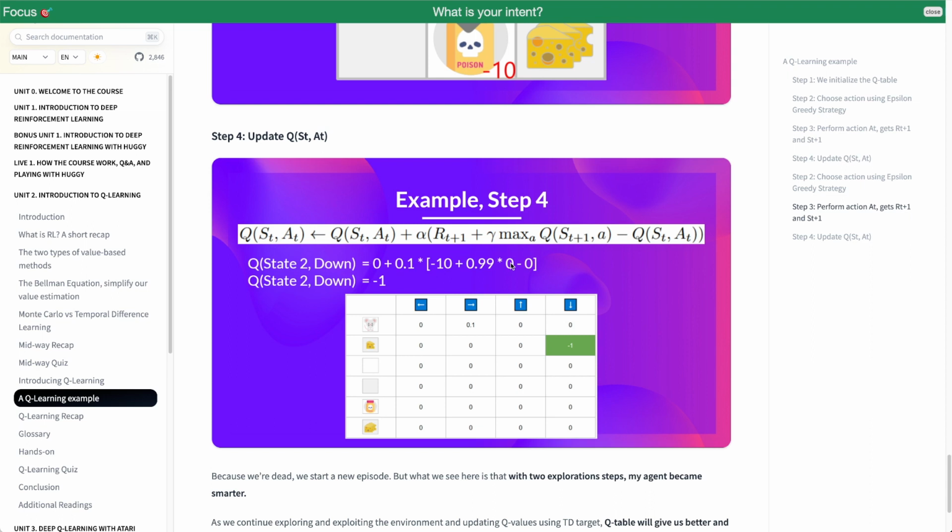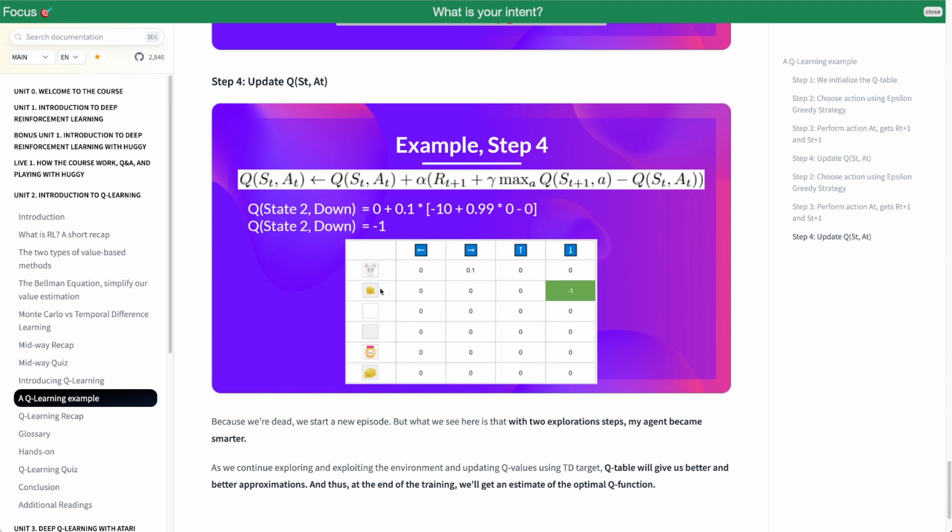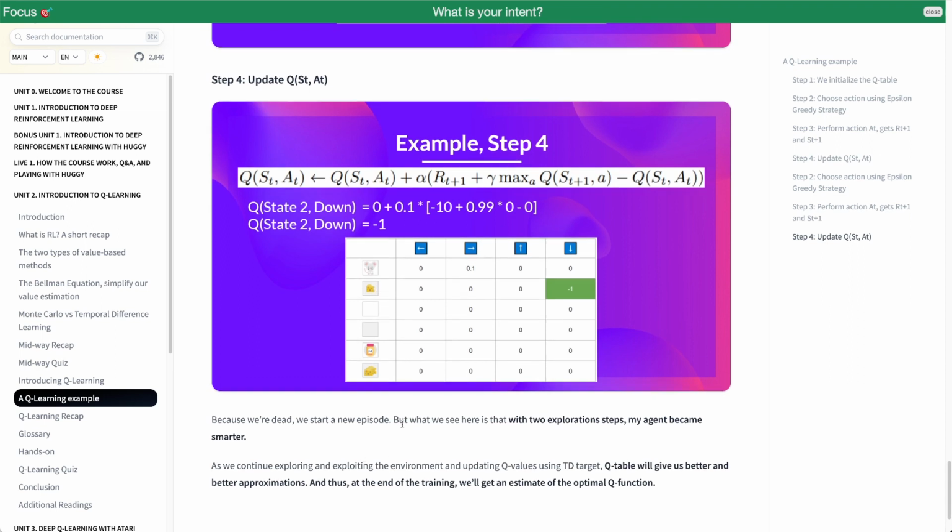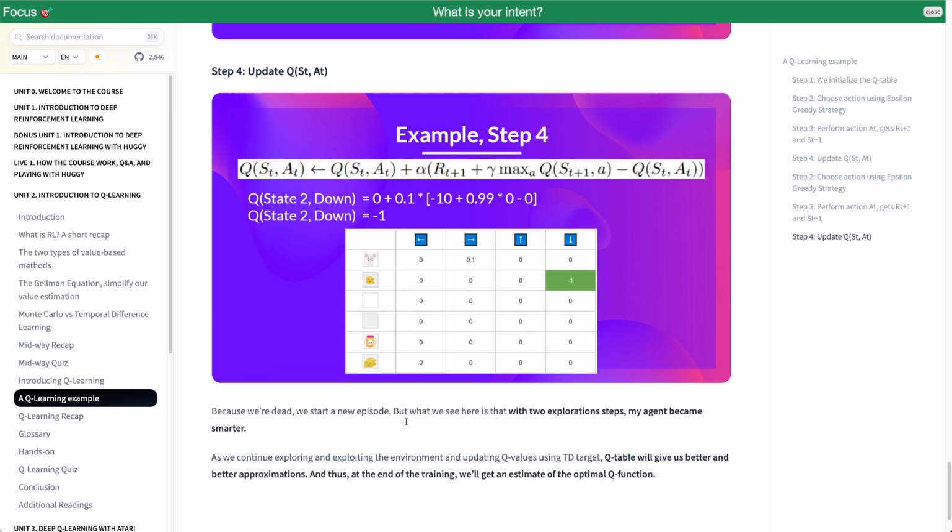and the previous state was also 0, right? So when this is multiplied together, -10 times 0.99 is, I guess, 9.9, and then 0.1 times that is 0.99, and then I think this just rounds to 1, right? So we've rounded this to 1. So because we're dead, we start a new episode. But what we see here is that with 2 exploration steps, my agent became smarter.